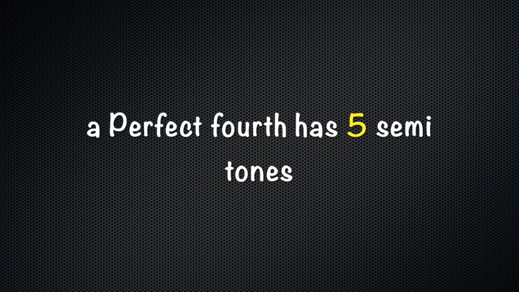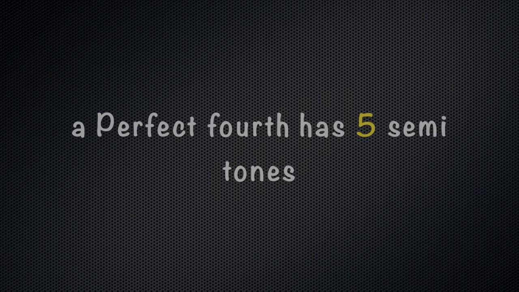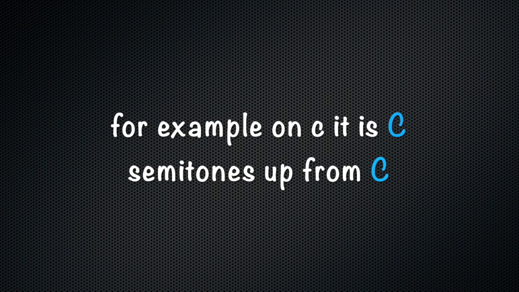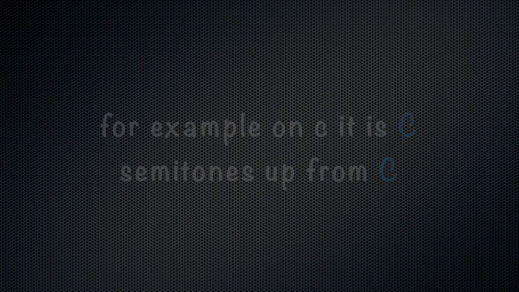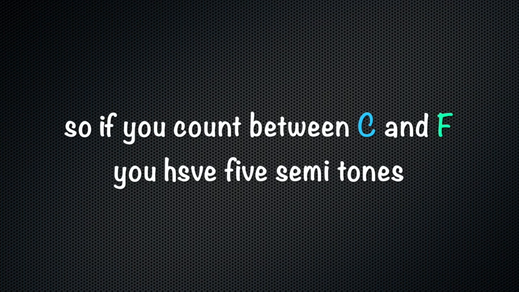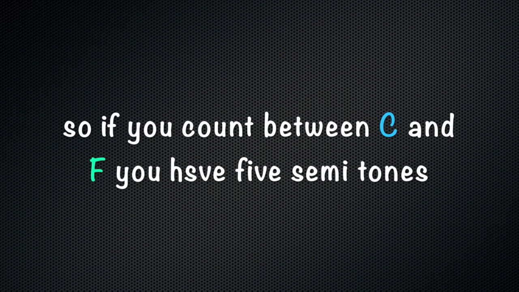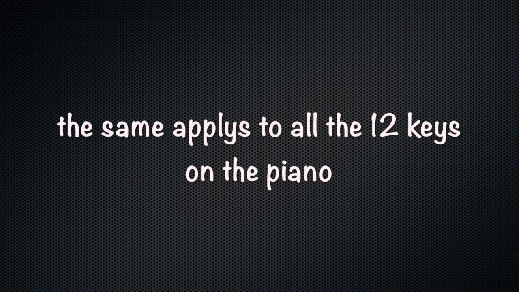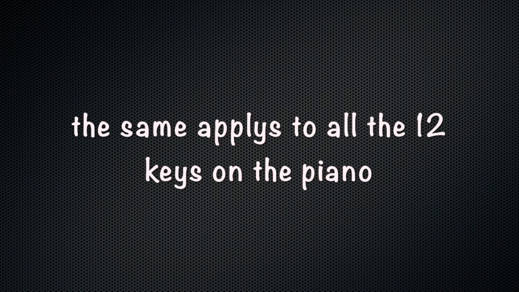A perfect fourth has 5 semitones. It is 5 semitones up. For example, on C, it is 5 semitones up from C. So if you count between C and F, you have 5 semitones. That is the interval of a perfect fourth. And the same applies to all the 12 keys on the piano.